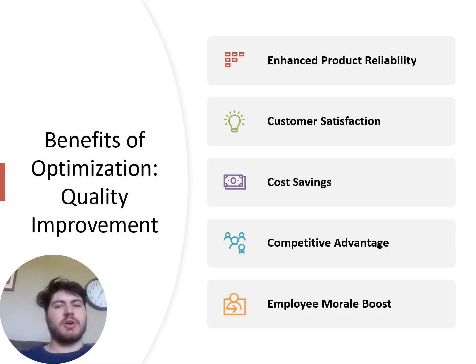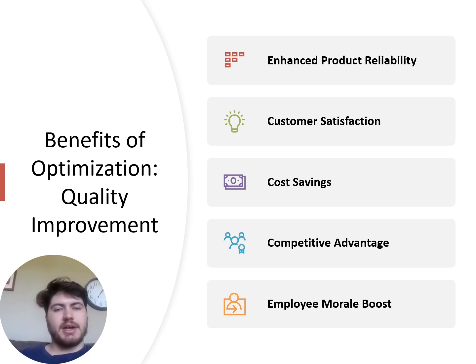Quality improvement is one of the core drivers behind optimization efforts. When we talk about improving quality, we're not just looking at the final product. We're talking about improving every step of the process that leads to it. For example, consistent product reliability reduces the risk of returns and complaints, which saves money and builds brand trust. And when customers are satisfied, they come back. That loyalty is a direct result of quality.